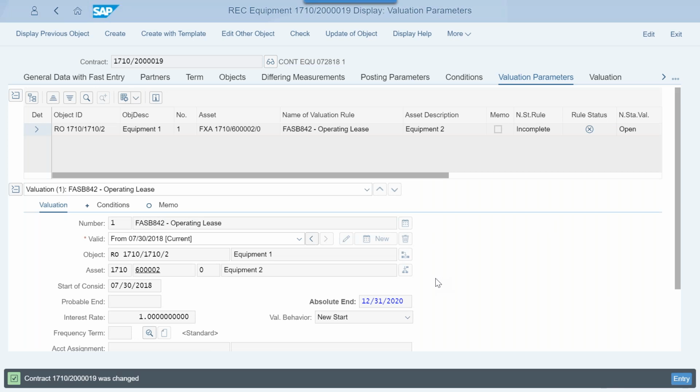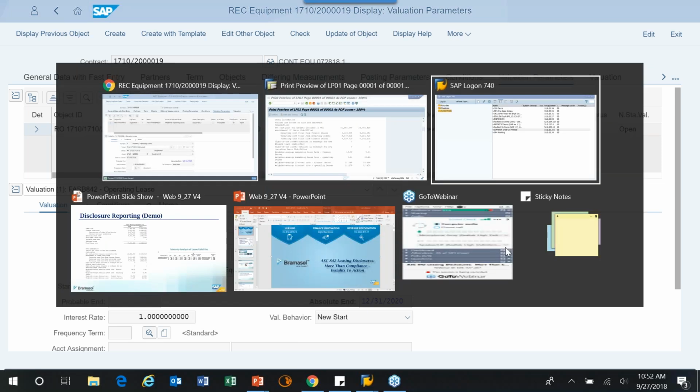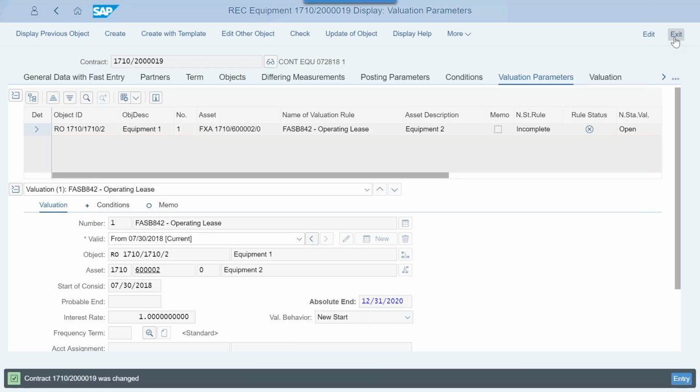This is simplistic for a demo. If I was going back and actually reevaluating at a point in time, then I would choose a new behavior here as far as how to treat that. But for demo purposes, I'll just change it to 1. And now if I go back into my, let me just exit this.